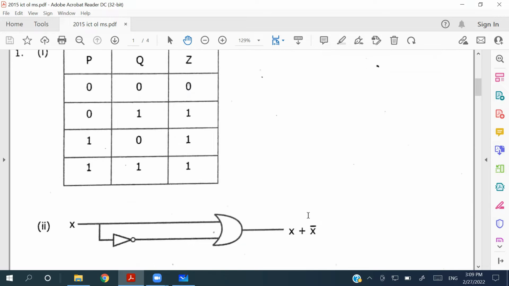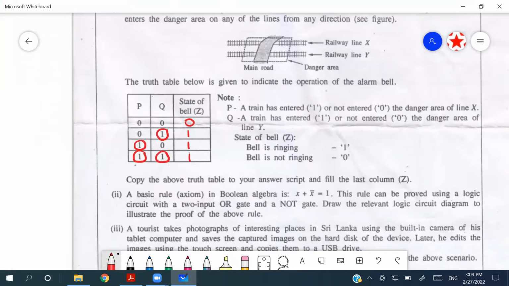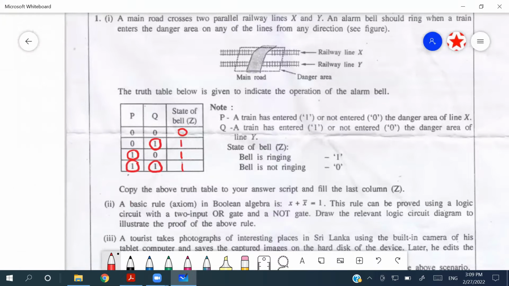And then in the second part, not 1 mark people, it's a 2 mark question, right? So you can have 2 marks for this. In the second part, a basic rule in Boolean algebra is X plus X bar equals 1. This rule can be proved using a logic circuit with 2 inputs, an OR gate and a NOT gate. Draw the relevant logic circuit diagram to illustrate the proof of the above rule.